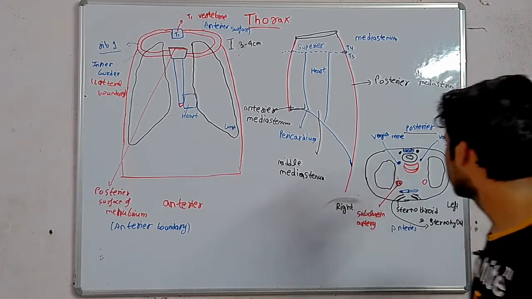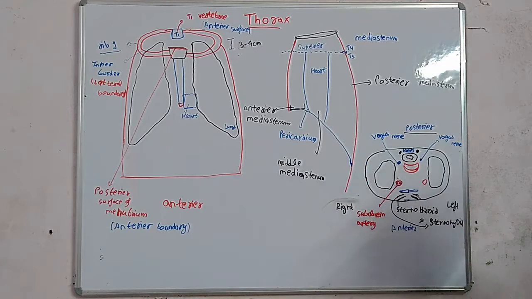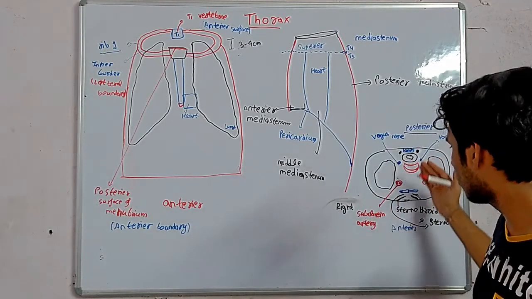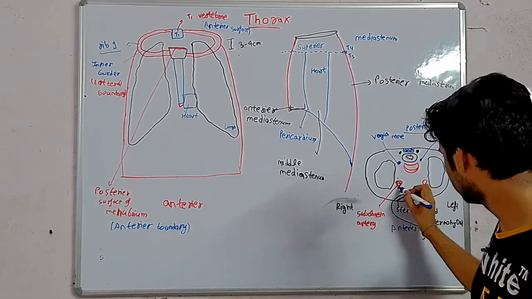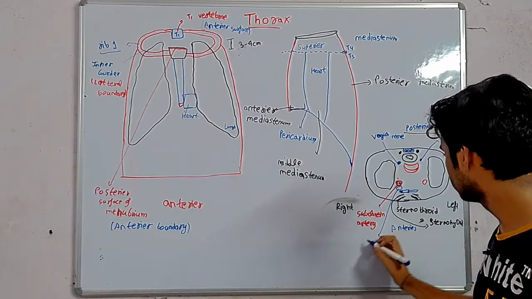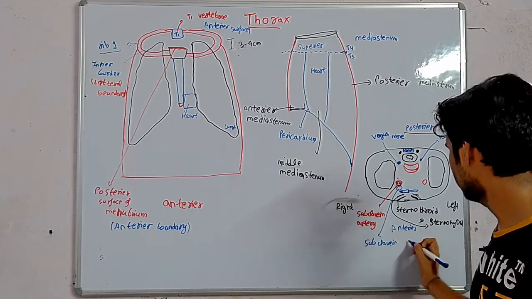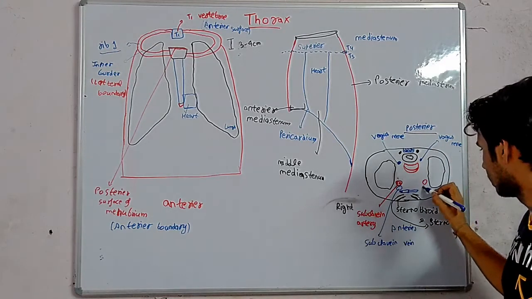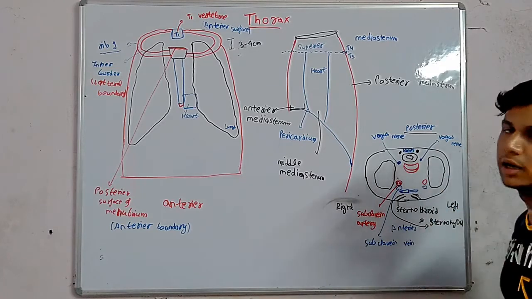So this is the main thoracic superior inlet. Carotid arteries and jugular veins are also found here. Even the subclavian vein has to pass through this. Subclavian vein here. This is the subclavian vein. Then this is also the subclavian vein. So these are the major structures found in the thoracic inlet.